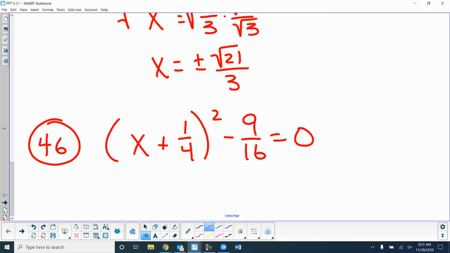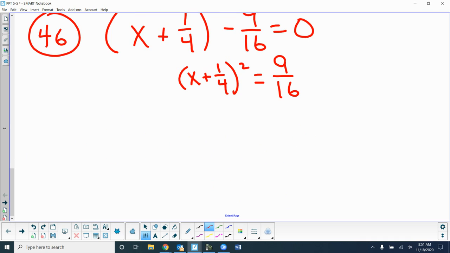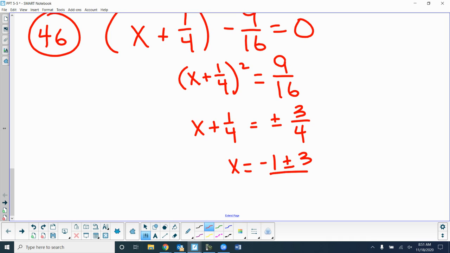I'm going to solve this. I have to move the 9/16 to the other side, so it becomes positive, because I'm going to add it, right? Now, what do I do to both sides? Square root. So I get x plus 1/4, what's the square root of 9 over 16? 3 over 4, that's an easy one, right? And then what do you do with the 1/4? Subtract it, so it's -1 plus or minus 3 over 4.